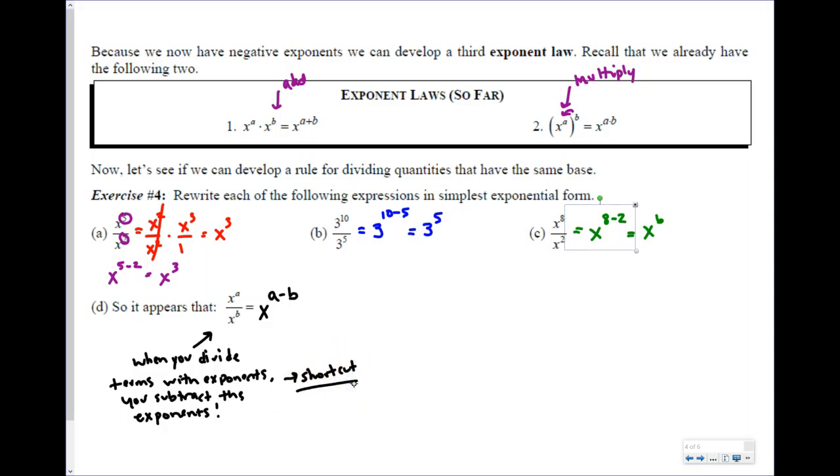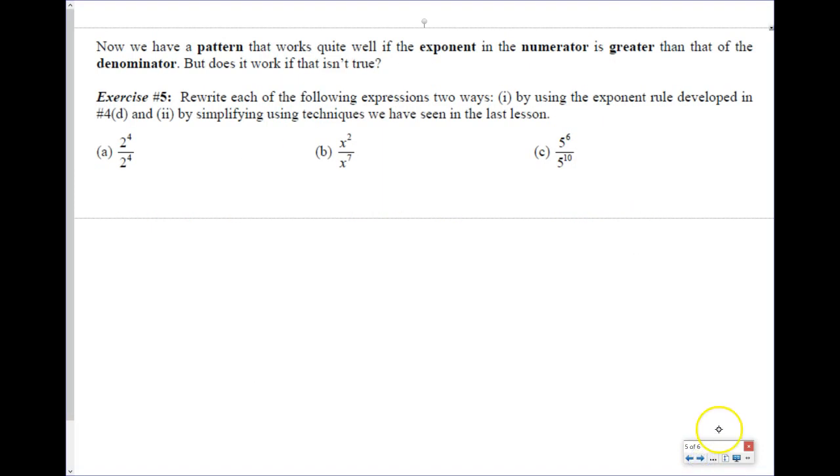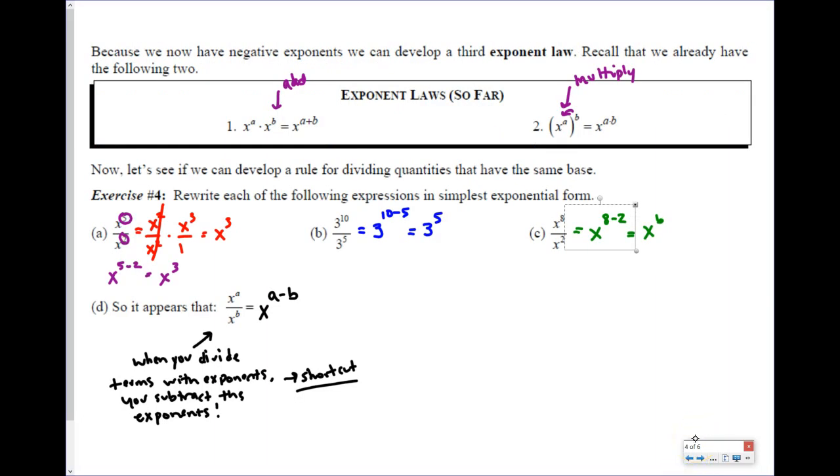Okay. So let's combine some of this and take a look at exercise number 5. Now we have a pattern that works well if the exponent in the numerator is greater than that of the denominator. But does that same thing work if it's not? So what this is saying is, you see how in all three of these examples the numerator is greater than the denominator? 10 is bigger than 5, here 8 is bigger than 2. What happens if that's not the case?